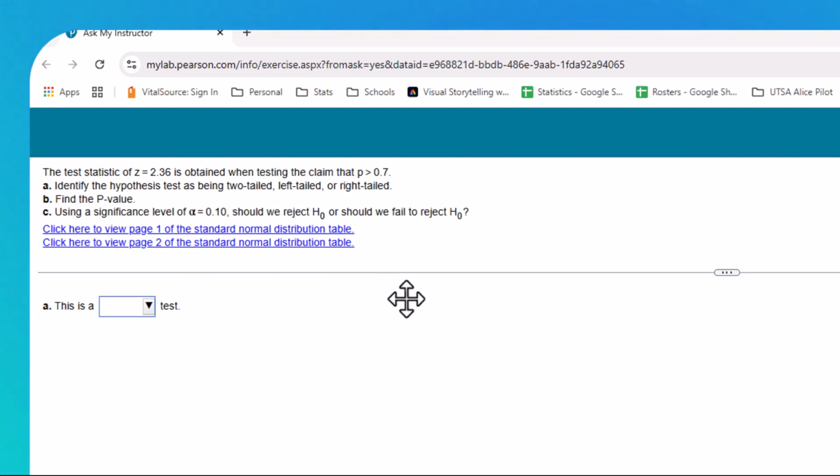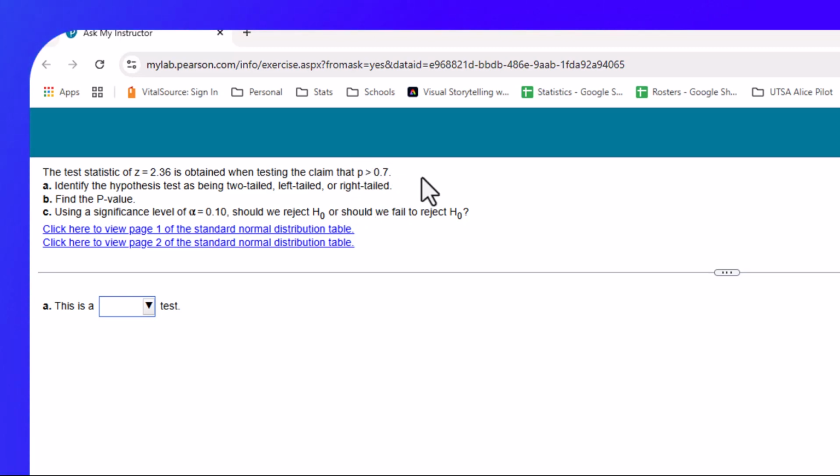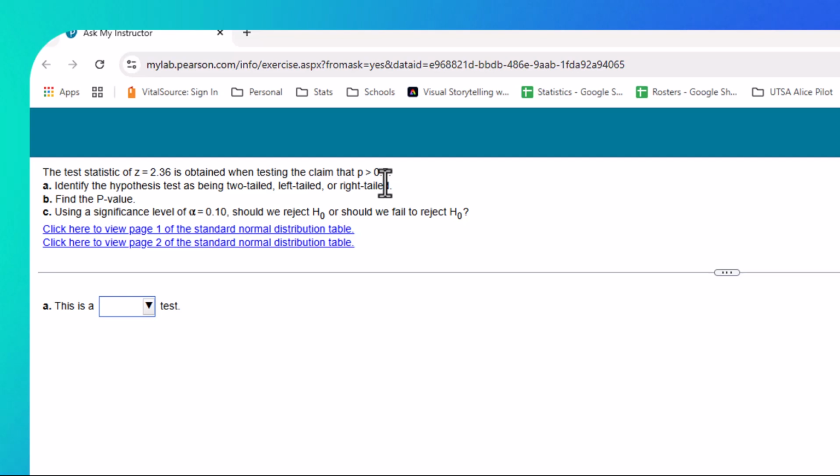All right, I have a proportion test. How do I know it's a proportion test? Because I see 0.7, which is a proportion, and P for proportion. So this is the alternative. So we basically have a hypothesis test that said something equals 0.7 for the null, and the alternative is greater than 0.7. They did a hypothesis test and they came up with this test statistic, 2.36.